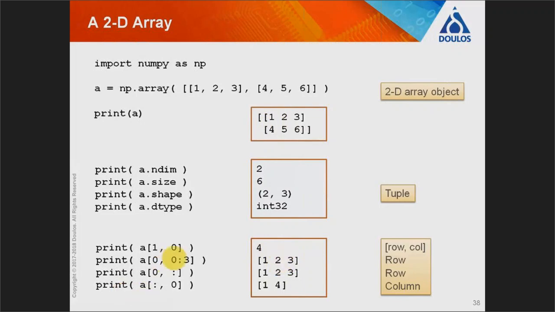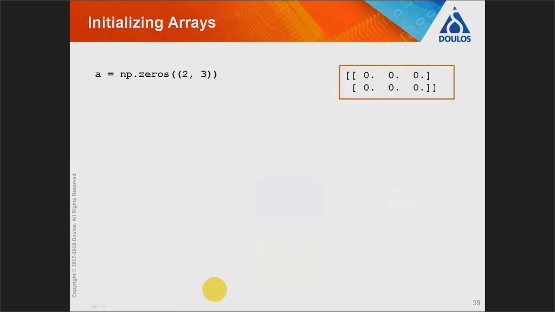As a shortcut, if you know you want to select all of the elements in a particular row or column, you can just use a colon. So A square brackets colon, comma 0 means we're selecting all of the rows and column 0, which will be 1, 4. So we end up with a one-dimensional vector containing the elements 1 and 4. So this kind of slice notation, combined with shortcuts such as a colon, can be very convenient.